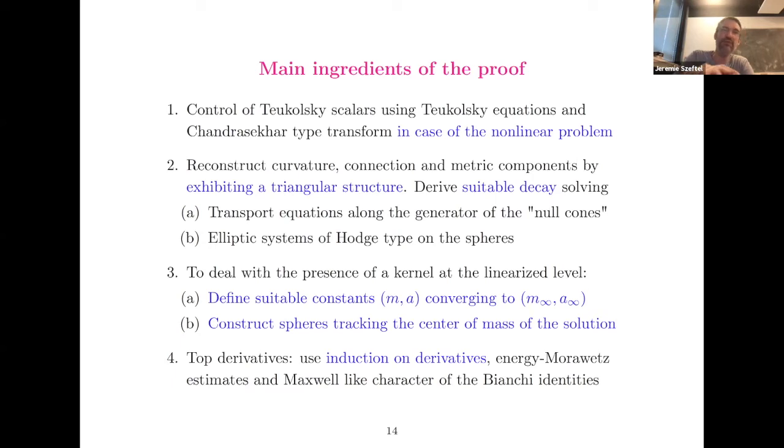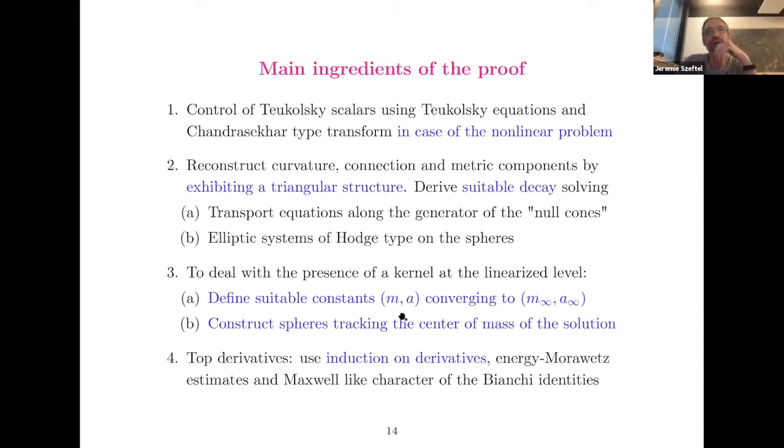Okay, so I still have some time. Now I want to focus on two aspects. I want to finish this talk by focusing first on the issue of the kernel. I will more specifically focus on the construction of the special spheres, which track the center of mass and which have to do with this last slice.